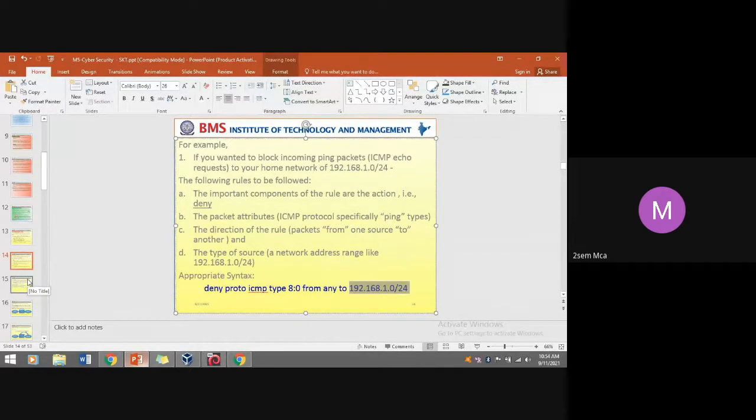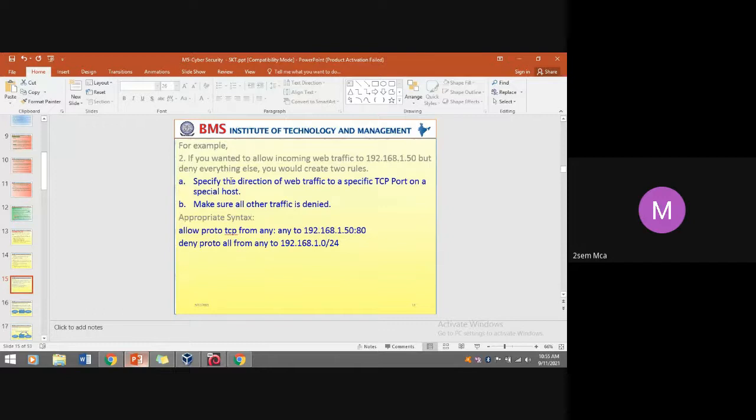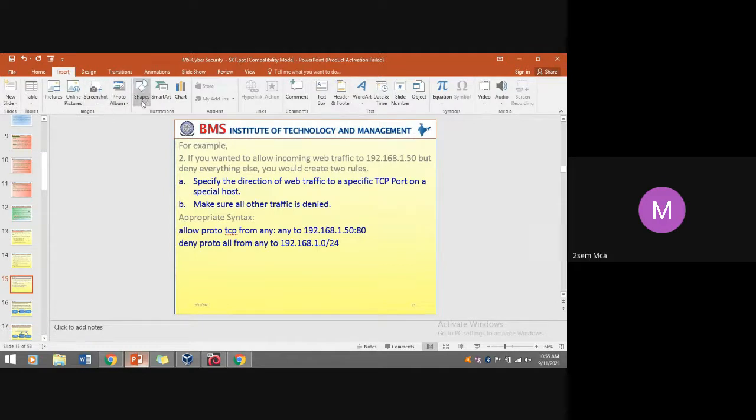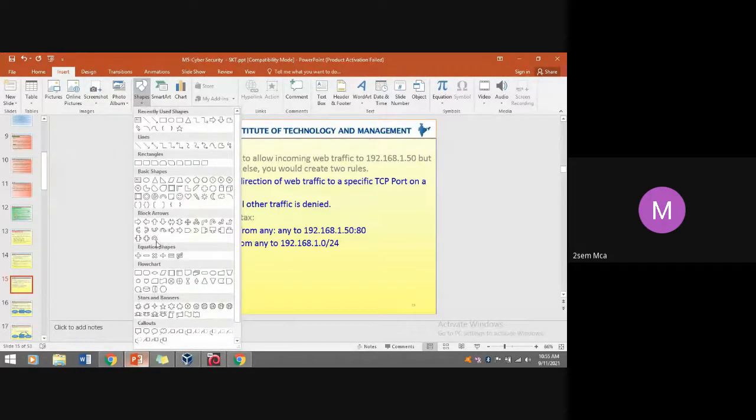The second scenario, if you want to define a rule, we will see what happens. In the second example, if you wanted to allow incoming web traffic to this but deny everything else, you would create two rules. So you want to allow the incoming web traffic to a network. So I'll show through the shapes.